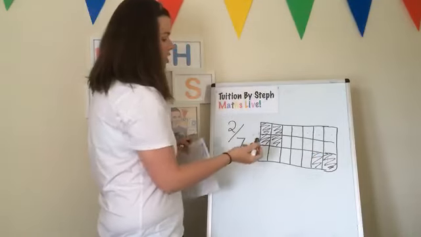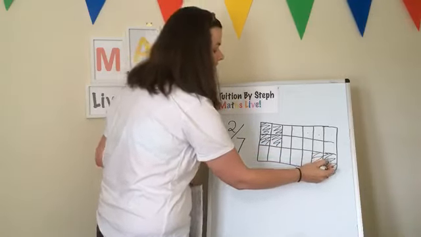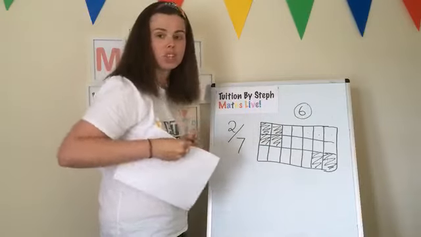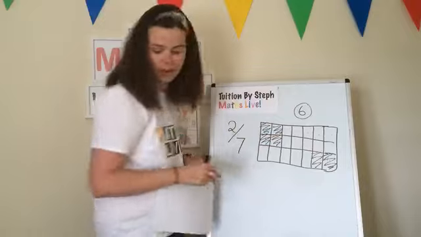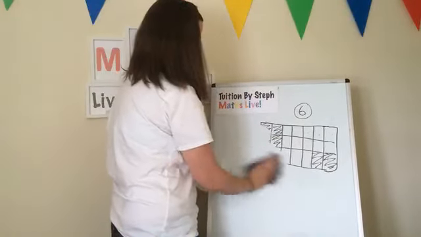So as long as you shaded in 6 squares in that shape, you have got the answer right. It can be any of them. It can be dotted around as long as you've shaded in 6 of them.